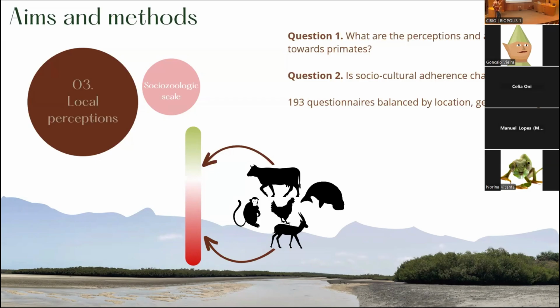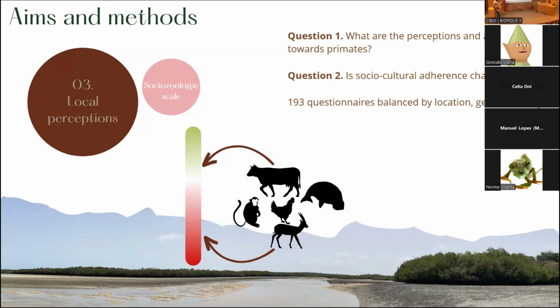questionnaires balanced by location, gender, and age. This is not probabilistic, because there's no census in the area, so we don't really know the proportions of the people and their traits. And so our objective was to establish a sociological scale.